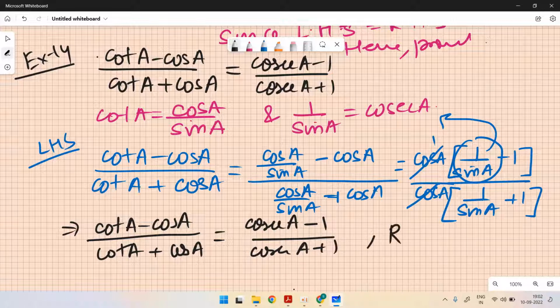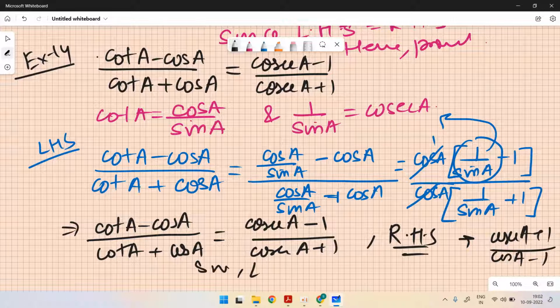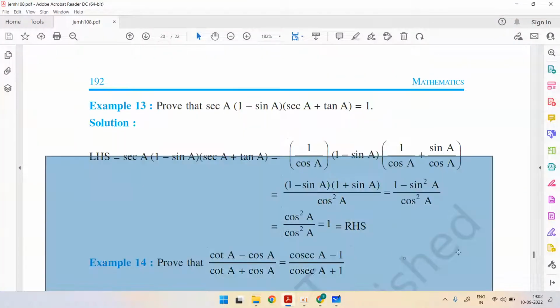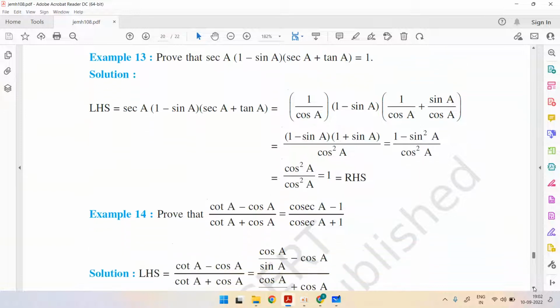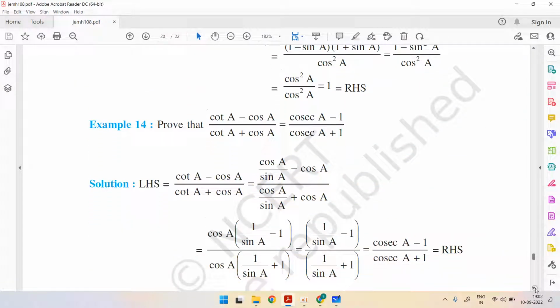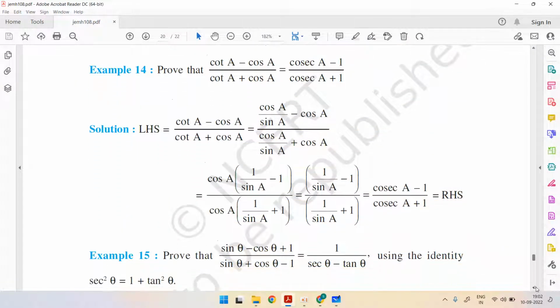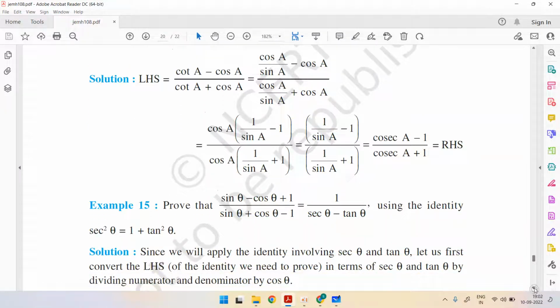This is my LHS. Now the RHS is also the same, which is cosecant A minus 1 by cosecant A plus 1. Since my LHS equals RHS, hence proved. And what they have done is exactly the same thing, and they showed that LHS is equal to RHS, hence they have proved.